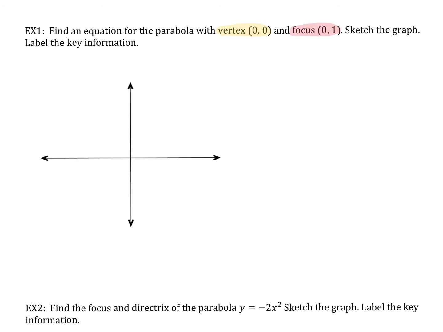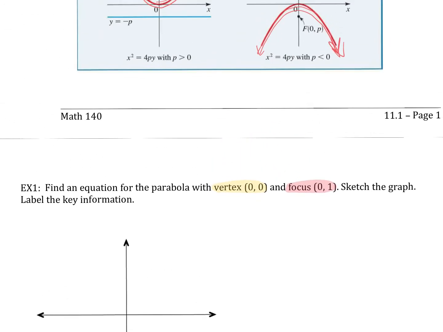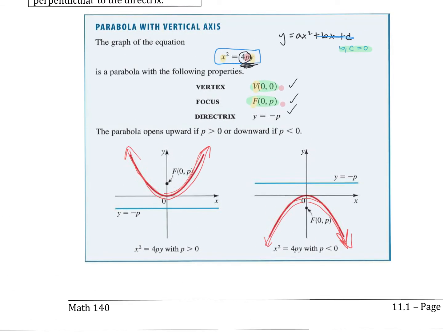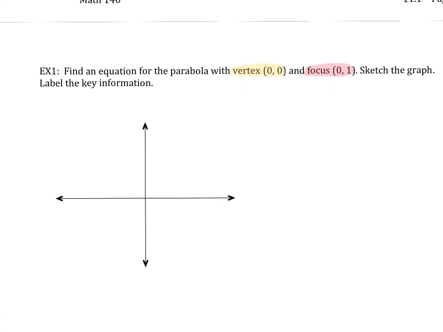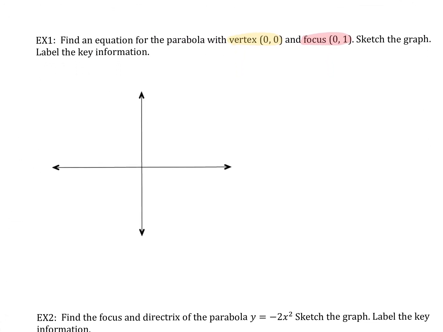Okay, let's take a look again at what vertex and focus were. The vertex is centered at 0, 0, that means that I can be using one of these equations. And then the focus, 0, p, okay, the value here will be the p-value in my equation. So let's go ahead and look at this. We know that because of our vertex at 0, 0, we can use the equation x squared equals 4py. That's the generic equation for our vertex.